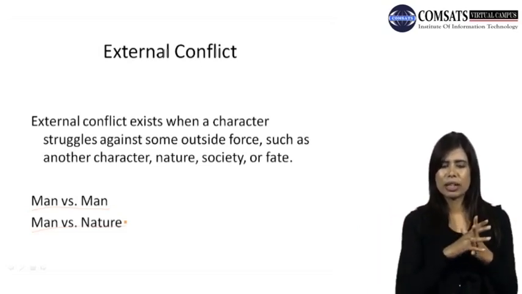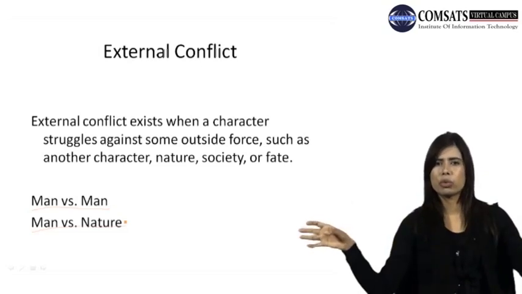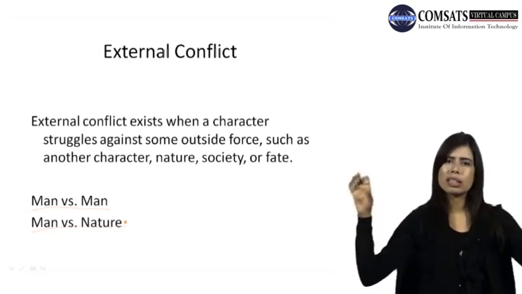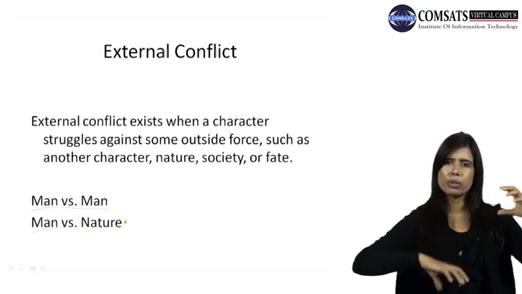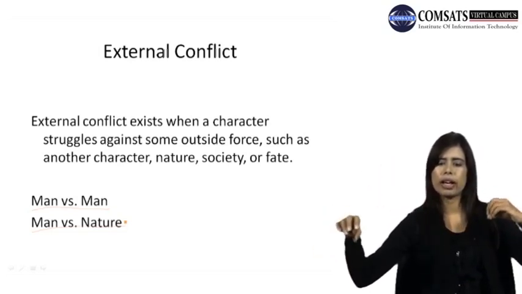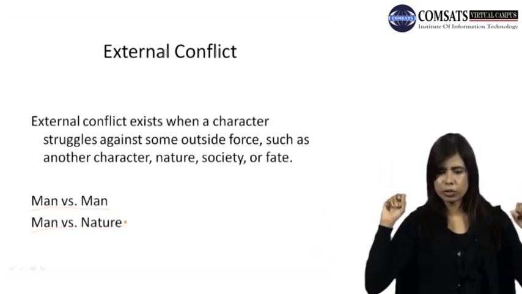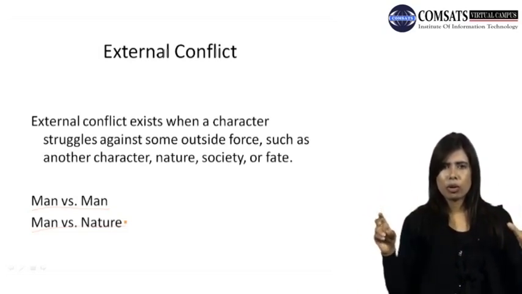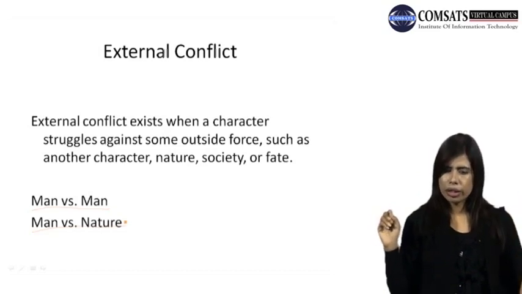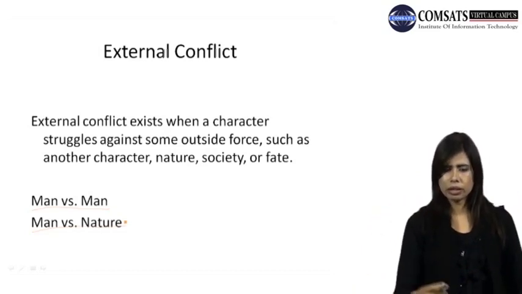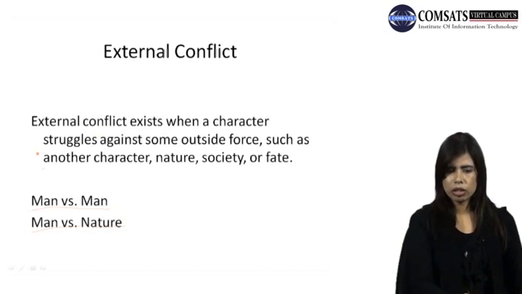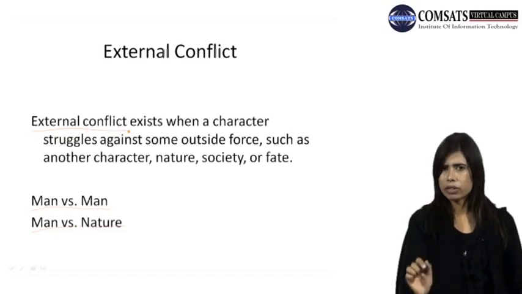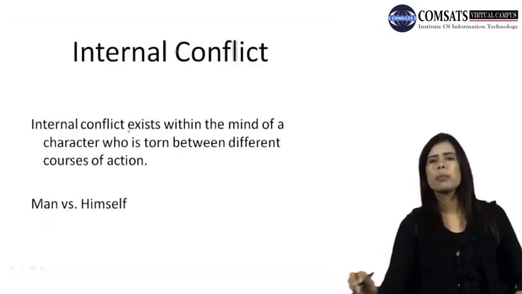External conflict exists when a character struggles against an outside force. So maybe the hero is trying to do something against the other characters, or like that can be the outside force, like other characters in the novel, or against nature, against society, or against fate. This is known as the external conflict. Fine, between the writer and any other external force, that is known as the external conflict.